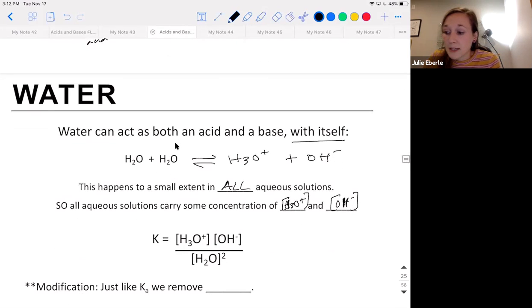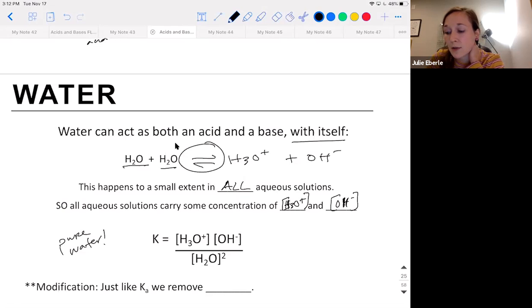Now, because this is an equilibrium, a double arrow, we can write a K value just for water. This is only for pure water. This is unique to pure water. So what is the expression for K here? It would be your products, hydronium and hydroxide, concentration of those divided by the concentration of water.